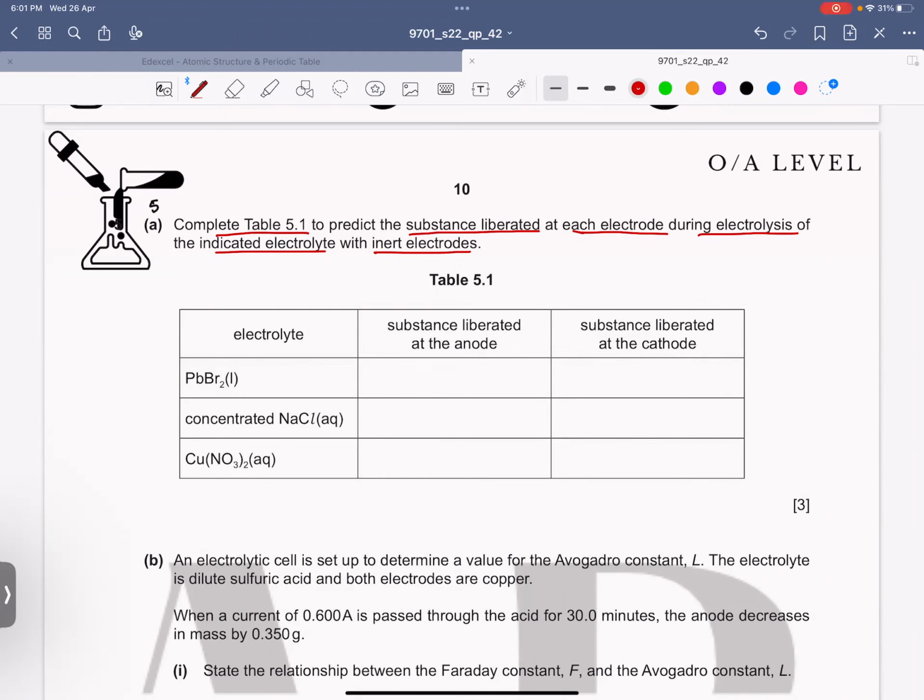So we have molten lead bromide. In this case, we have only lead ions and bromide ions. So at the anode, bromide ion is attracted and turns into bromine, and at the cathode, lead ion is attracted and turns into lead metal. So here the answer would be bromine and lead. Is this understandable to everyone? Yes, sir.